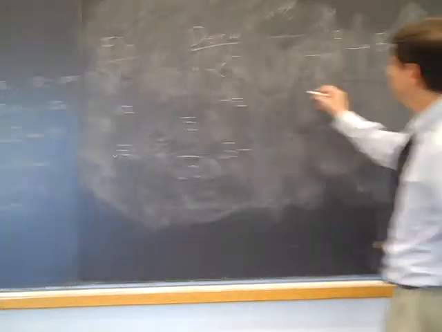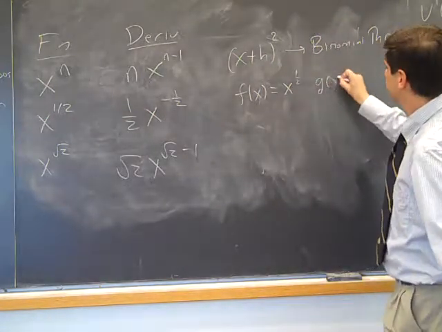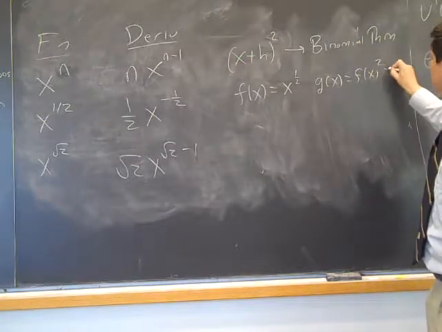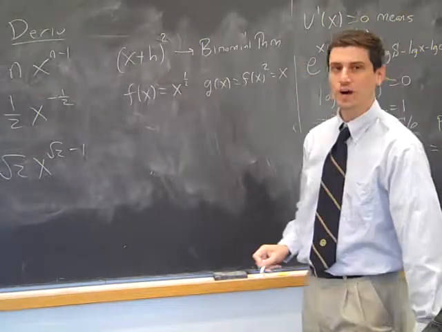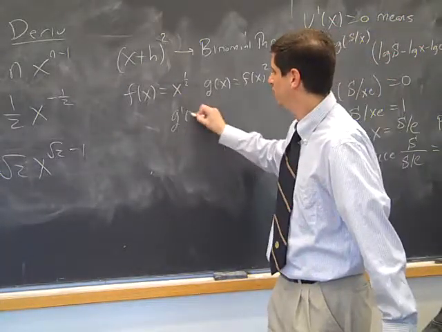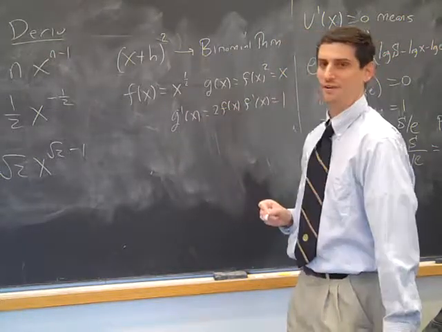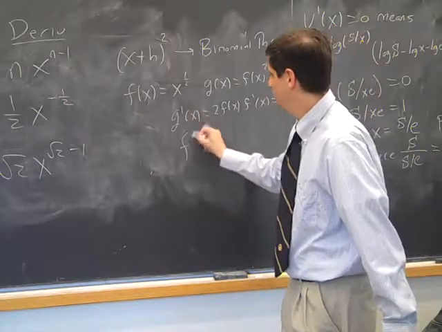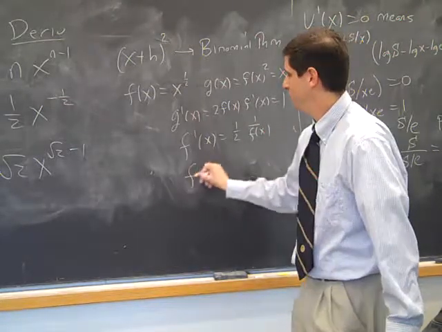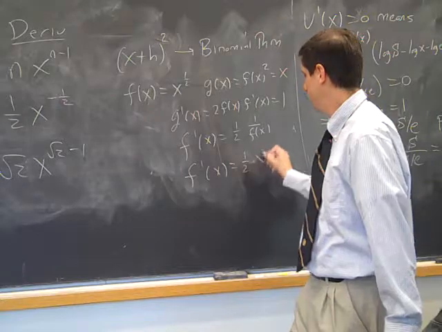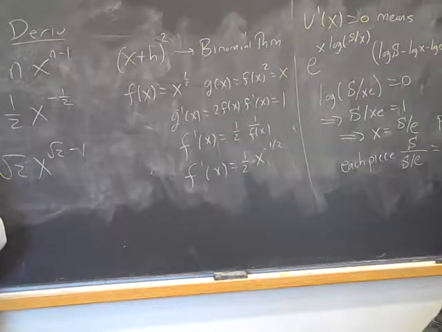The way you do it is if you let f of x be x to the 1/2, let g of x be f of x squared. What's f of x squared? X. And now we can use the power rule, and we get g prime of x is 2 f of x, f prime of x equals 1. So we get f prime of x is 1/2 1 over f of x. F prime of x is 1/2 x to the minus 1/2. That's what you have to do if you want to prove the derivative of x to the 1/2.